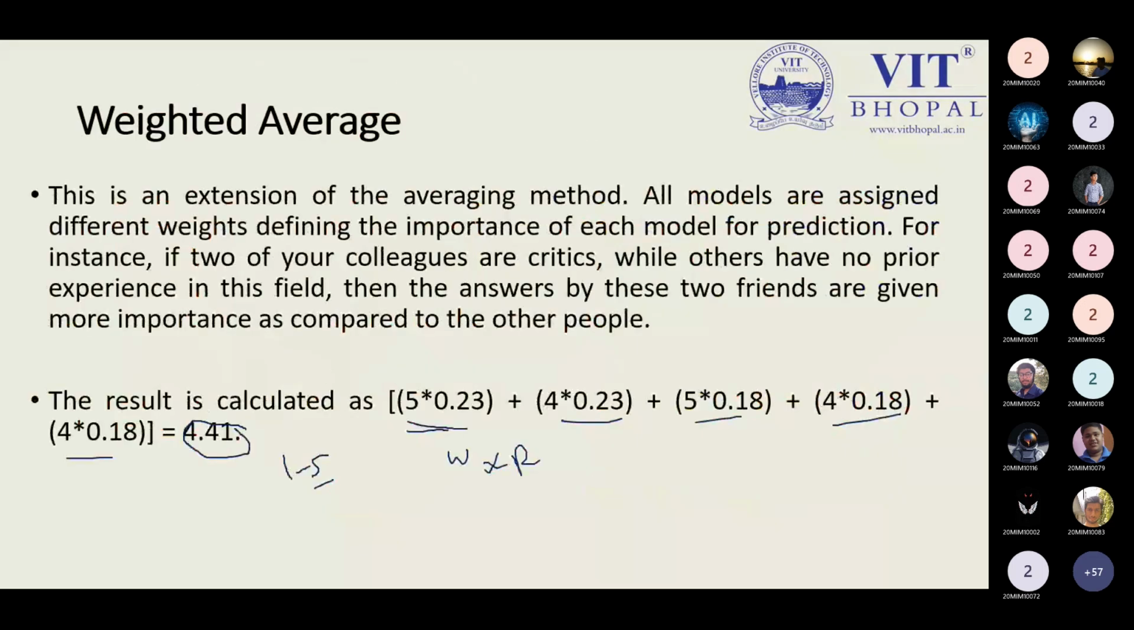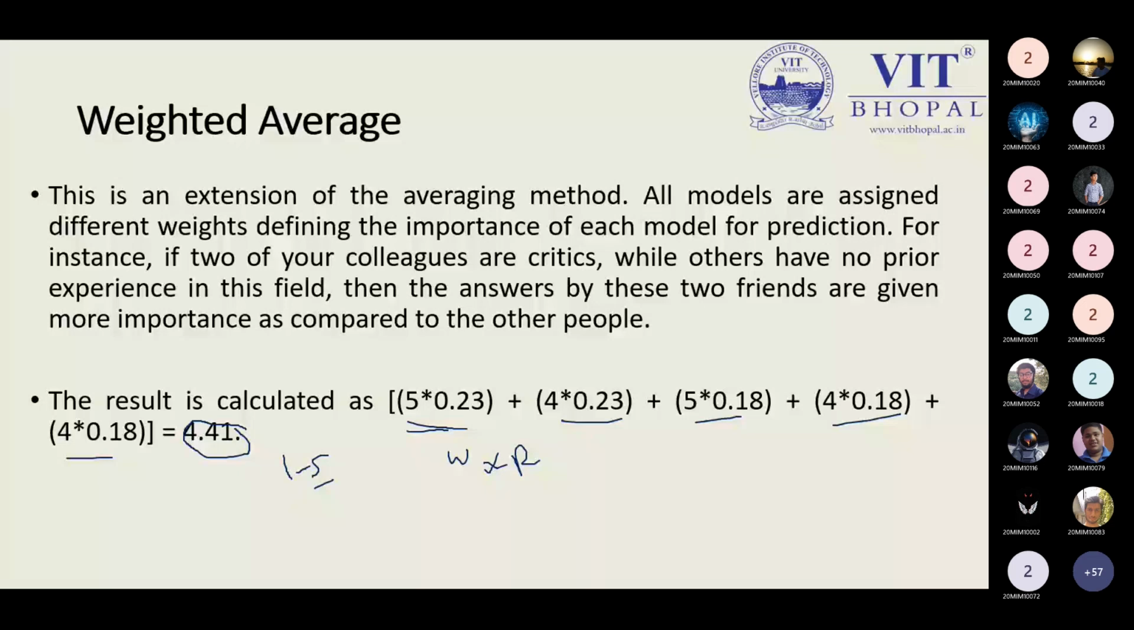Now, weighted average. Weighted average is basically an extension of the averaging method we have seen so far. All the models are assigned different weights defining the importance of each model for the prediction. So along with the rating, I'm also getting a weight, and the weight defines the importance of each model for the prediction. The weight will be associated with our rating as well. This can be achieved by the weighted average, a technique by which we can get our rating.